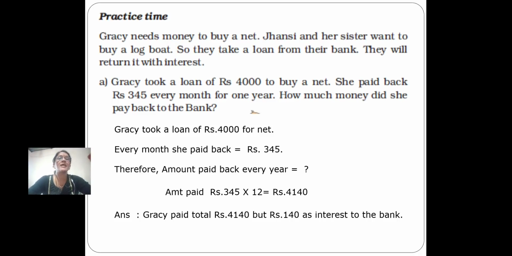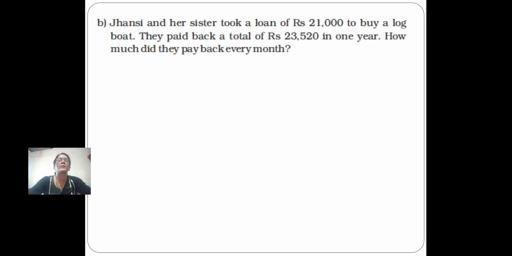So, she pays 345, 345, 345 every month, and 345 into 12 comes to rupees 4,140. The loan is 4,000 but she is paying 4,140. Yes. So 4,000 is the loan and 140 is the extra amount that is called interest, which she pays back to the bank. Have you all understood? Okay. Now we go to the next problem.